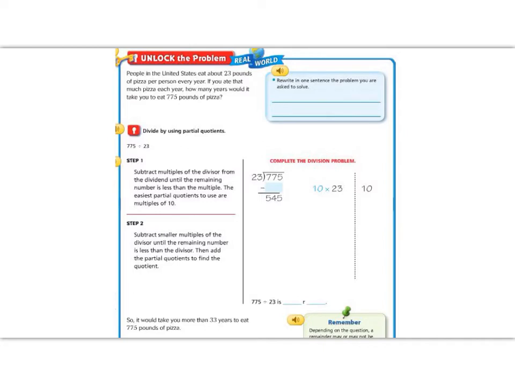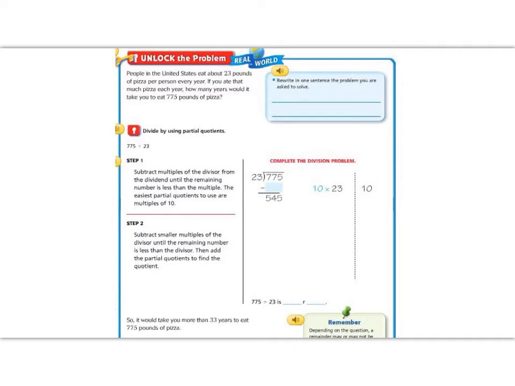So, the blue box says, rewrite in one sentence the problem that you are asked to solve. Well, we are being asked to solve how many years it would take us to eat 775 pounds of pizza if we eat 23 pounds of pizza per year. So we want to know about how many groups of 23 we can take out of 775.